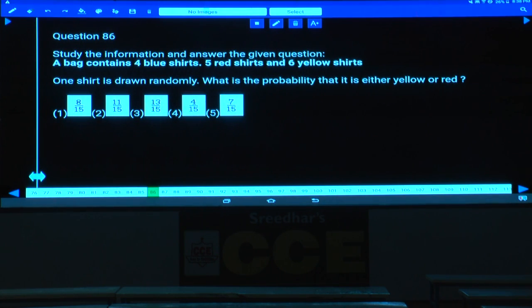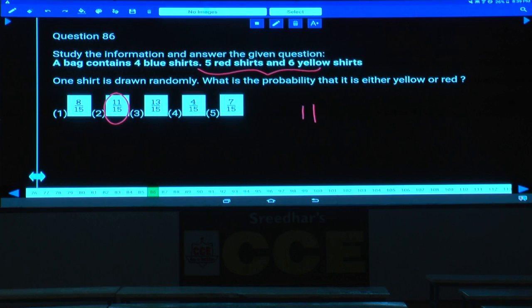A bag contains 4 blue shirts, 5 red and 6 yellow. Total how many shirts are there? Total 15 shirts. One shirt is drawn at random, 15C1 ways. What is the probability that it is either yellow or red? Yellow and red, total how many are there? There is only one option, where the numerator is 11.